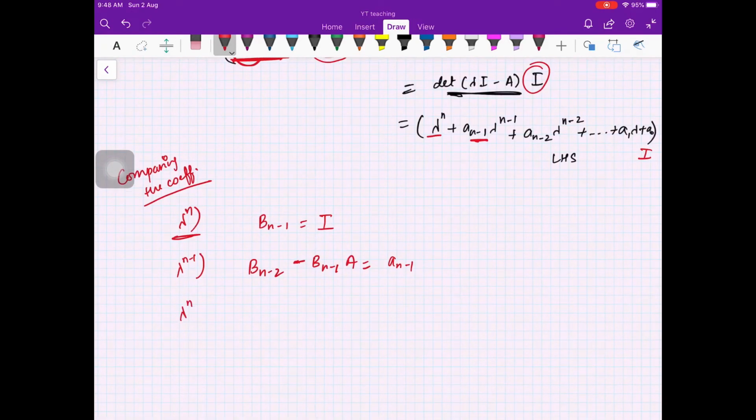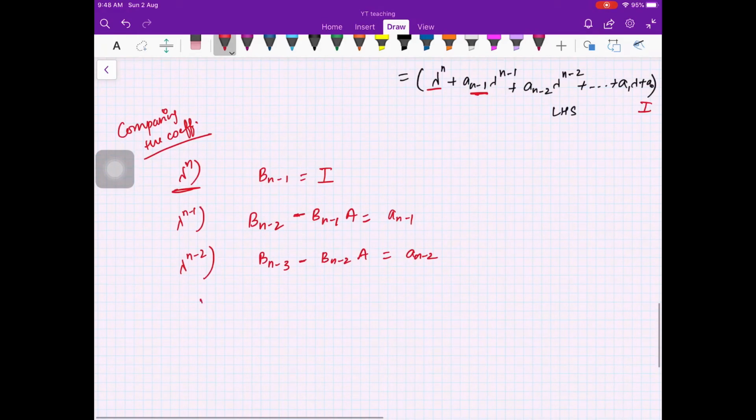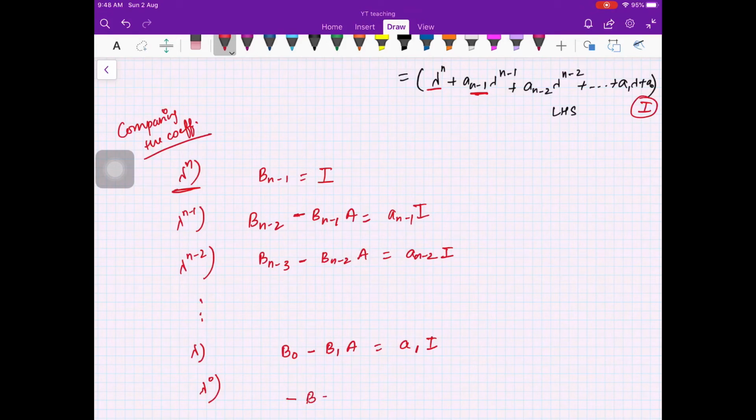Now next you compare the coefficient of lambda n minus 2. Similarly you will get B_{n-3} minus B_{n-2} A is equal to a_{n-2}, and you keep on doing this. When you compare the coefficient of lambda, you will get B_0 minus B_1 A is equal to a1. When you compare the coefficient of lambda raised to power 0, that is the constant coefficient, you will get identity with each, because these are matrices, and on the right hand side you have identity. You will get minus B_0 A is equal to a_0 I, right? So this is what you got.